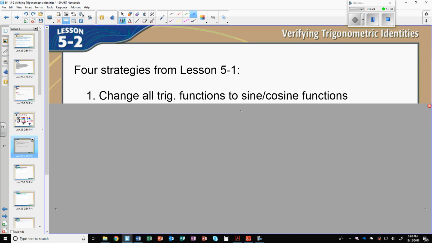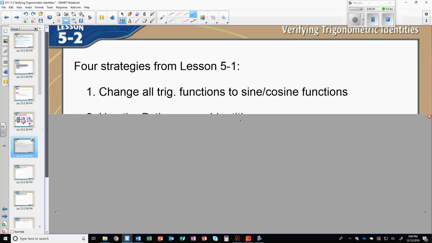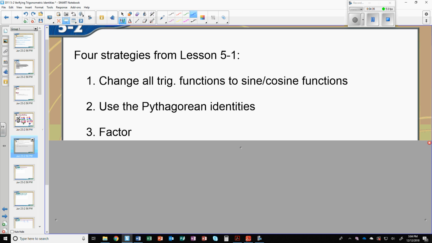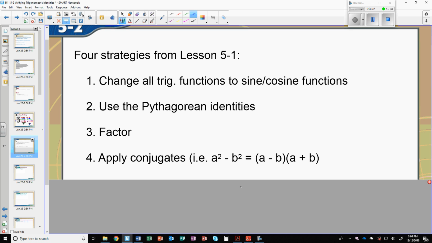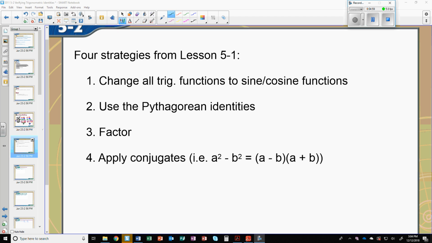Well, saying that, there were 4 strategies from lesson 5.1. The first was this. If we're trying to simplify, we can change all trig functions to sine and cosine. Second, use Pythagorean identities. Third, we could factor. Fourth, apply conjugates. I'm missing a parenthesis here. I need to add it. Let me pause this video. Just like that. We now have the parentheses. Okay, we can apply conjugates, which just means that a squared minus b squared, the perfect square, comes from these 2 values. Now, truthfully, there is a 5th strategy, which is applying any of those other identities we had. But these are the typical 4 strategies that we use.